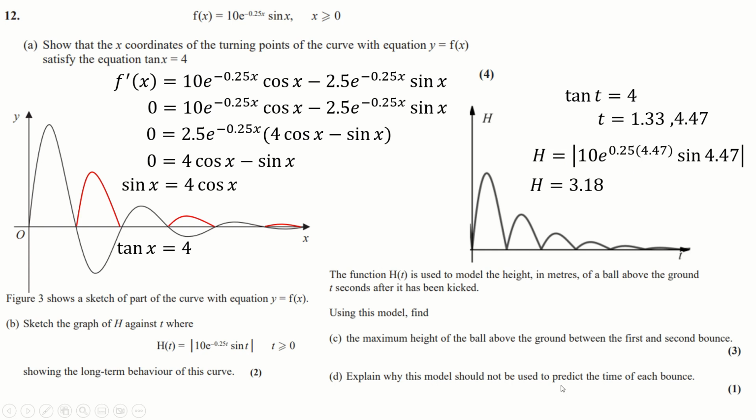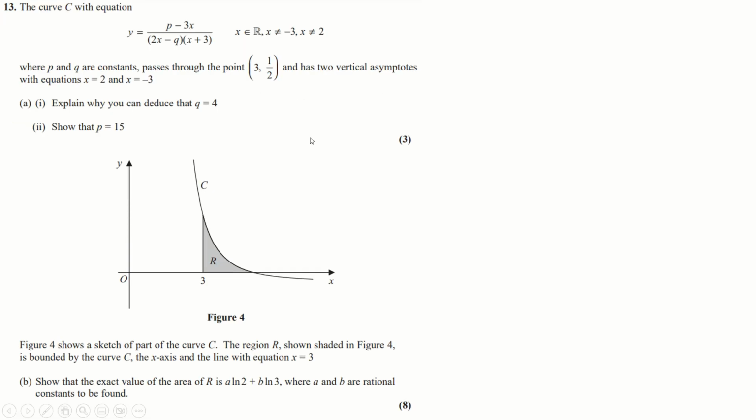Explain why this should not be used to predict the time. Now, this graph, the stationary points, sorry, not stationary points, but the roots are all evenly spaced apart, which would not happen in real life. The taller the bounce, the longer the time between the bounces, the shorter the bounce. These bounces should be getting closer and closer together, which is not happening. So just say something like that in words.